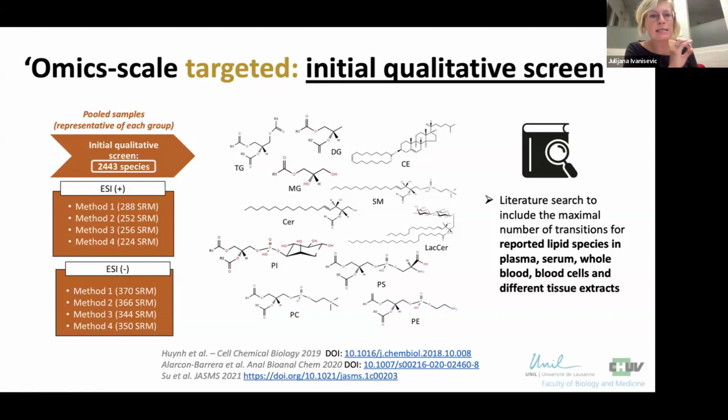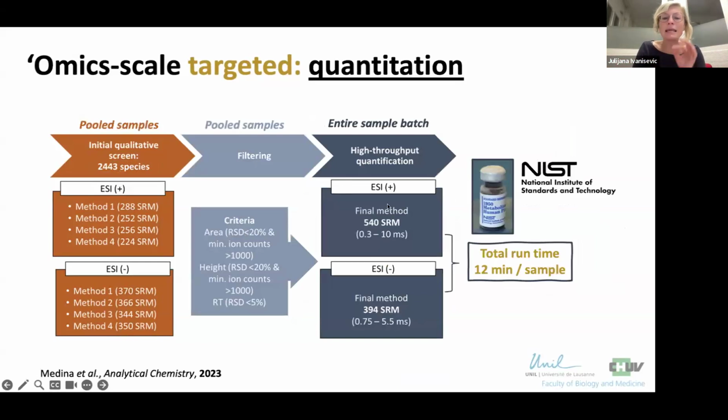So please consider that this initial screen is performed on a pooled sample, which is representative of each sample group. Following this initial screen, the lipids that are detected across different independently extracted replicates of pooled material are filtered according to the criteria that you can see in the middle of this slide, in order to measure only the robustly detected species across the entire sample batch.